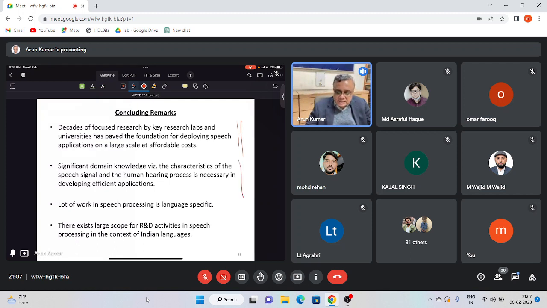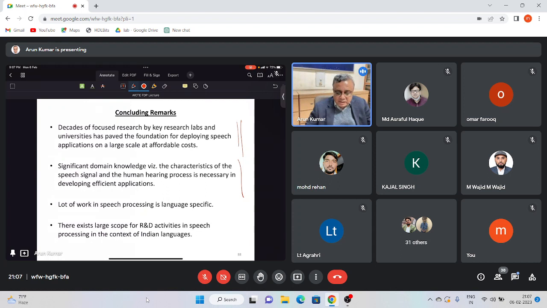Significant domain knowledge, that is the characteristics of the speech signal and the human hearing process, is necessary in developing efficient applications. So that's why we went through this lecture. That understanding of the different characteristics of various speech sounds is important if you really want to develop efficient applications.